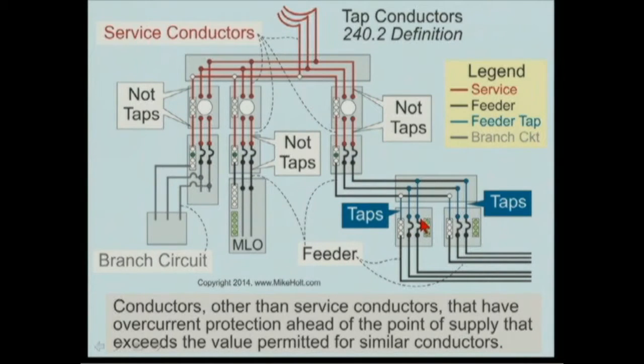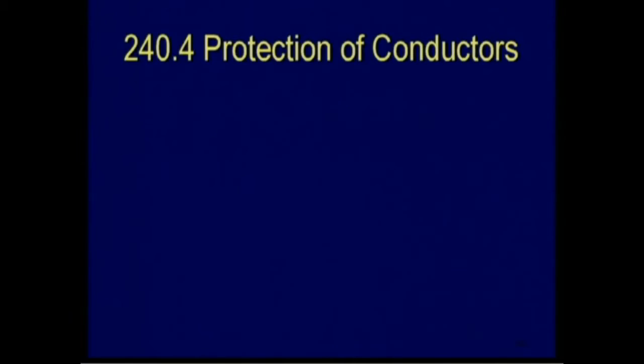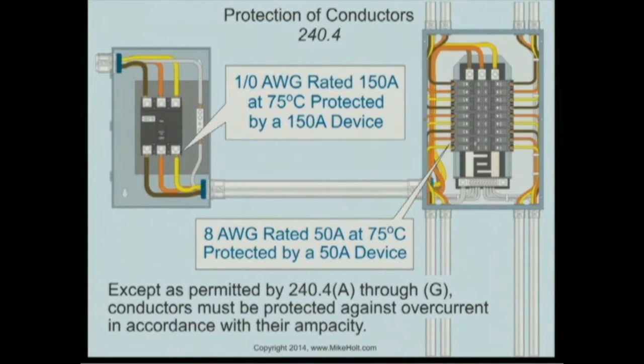So I guess, I really love this graphic. Let's go to 240.4, protection of conductors. I'm having fun now. I love this part of the rule. Here we go. Basic rule is this. Conductors, except as permitted in 240.4(A) through (G), must be protected against overcurrent in accordance with their ampacity.